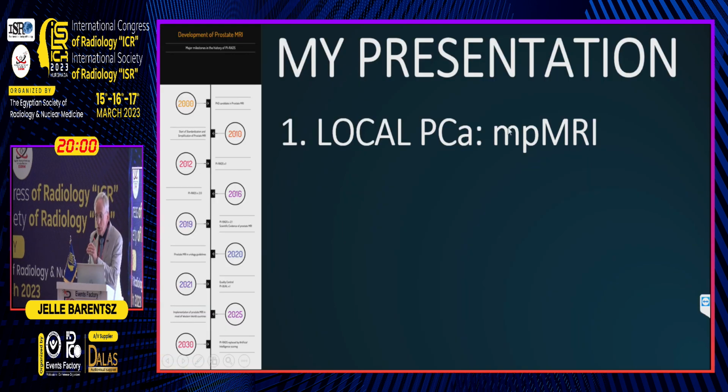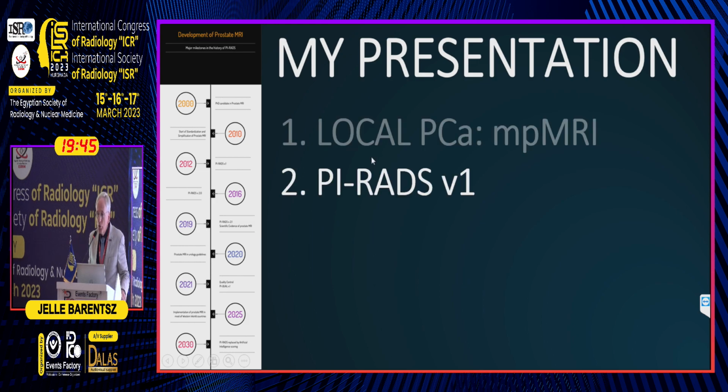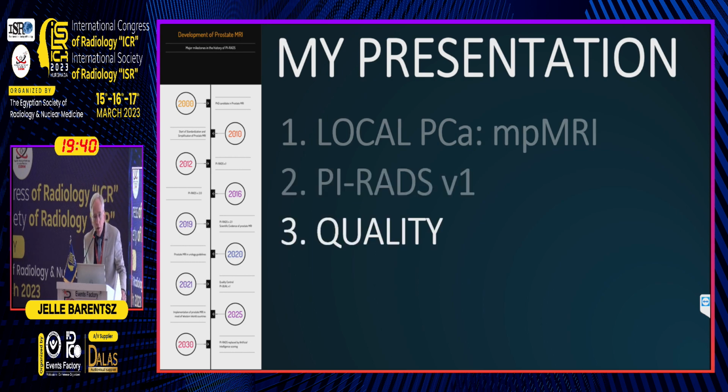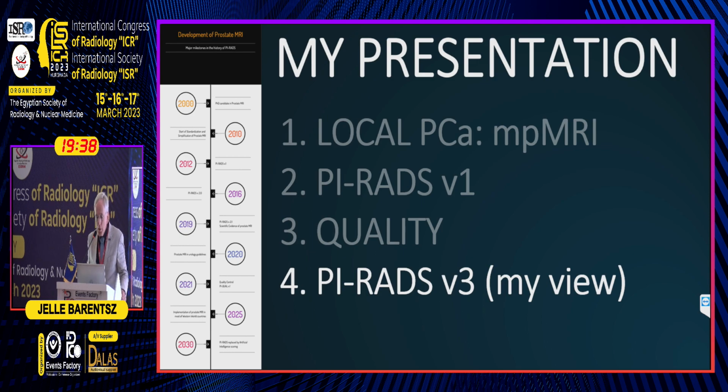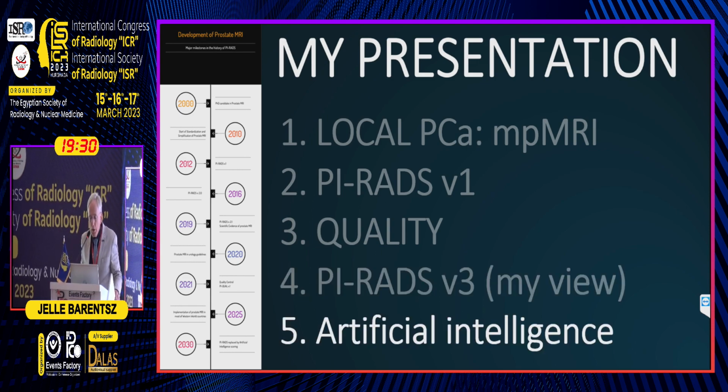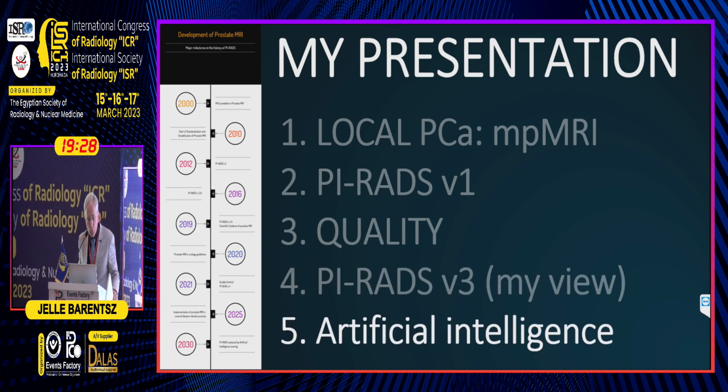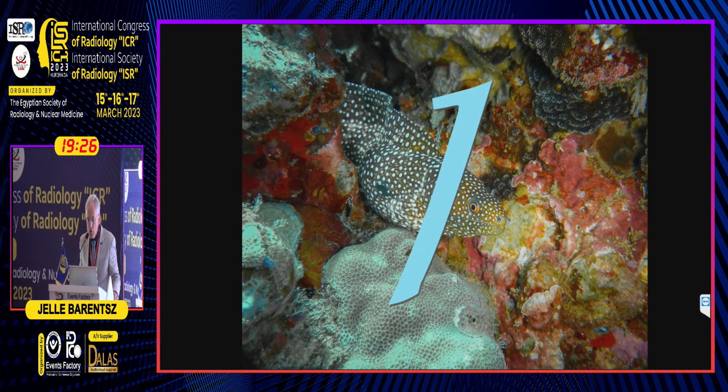My presentation will be on the timeline. You can see here it started in 2000 to 2030 of prostate MRI. I will talk a bit about the status of local prostate MRI, multiparametric MRI. I will just say a few words on how it started with PI-RADS. I will talk a bit about quality. I will give you some ideas of a future version of PI-RADS, my view. And finally, I will end up my talk with artificial intelligence.